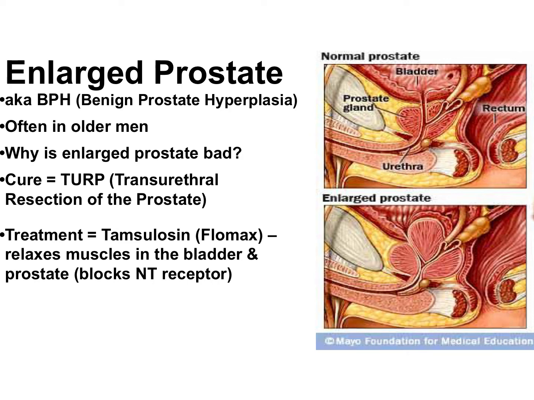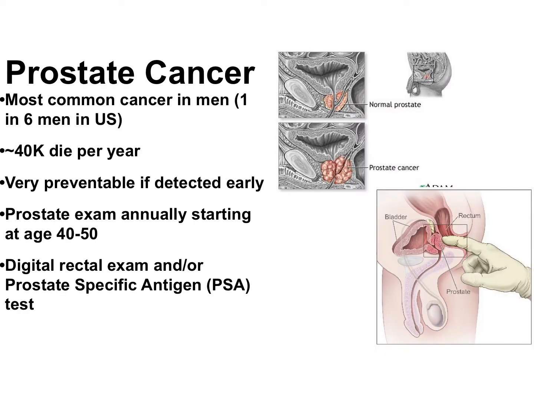So how Flomax works is it blocks neurotransmitter receptors in the smooth muscle of the bladder and prostate to try to open this urethra up as much as possible to let out more urine and get better urine flow to maximize the flow. Benign prostate hyperplasia can sometimes turn into prostate cancer if it's not monitored.